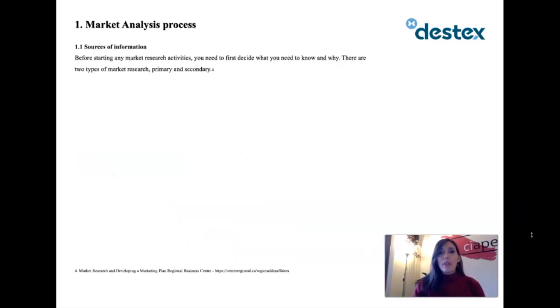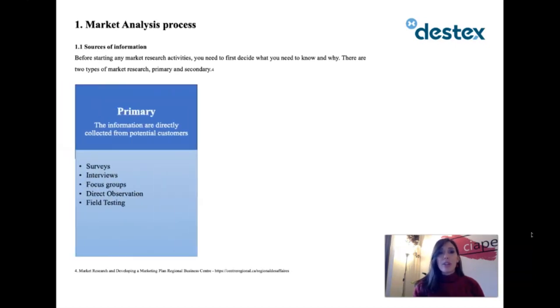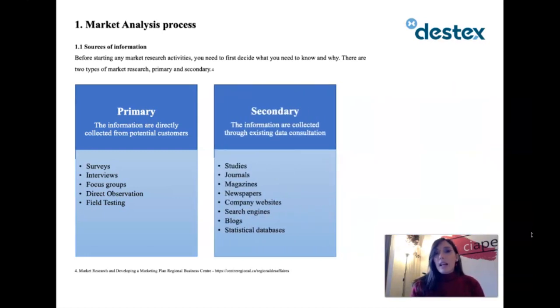The source of information of our market analysis can be primary if the information is directly collected from potential customers by means of surveys, interviews, focus groups, field testing; secondary if the information is collected through the consultation of existing data extracted from studies, journals, newspapers, websites, statistical databases.